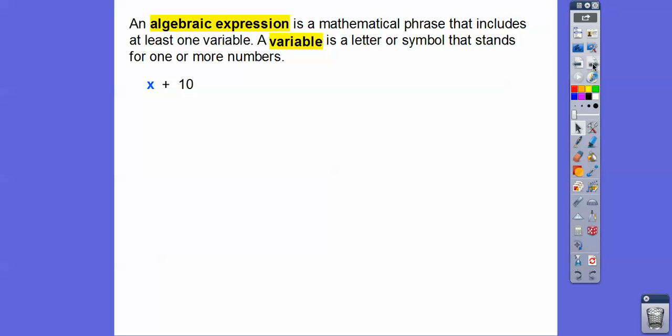Well, right here, x plus 10, x is the variable. It's the letter that just represents any number. So 2 plus 10 or 5 plus 10 or any number plus 10, x plus 10. Okay, so 3 times y, the y is the variable right there. If we had 3 times quantity a plus 4, that a is the variable. So a variable is just a letter that stands for one or more numbers.